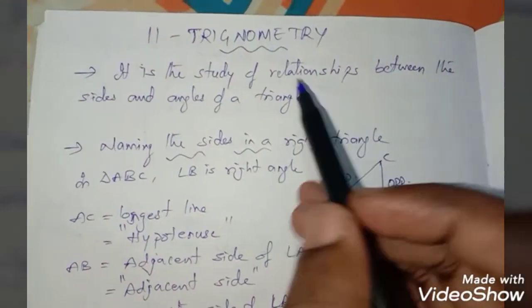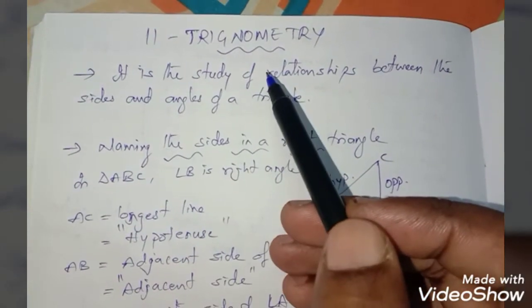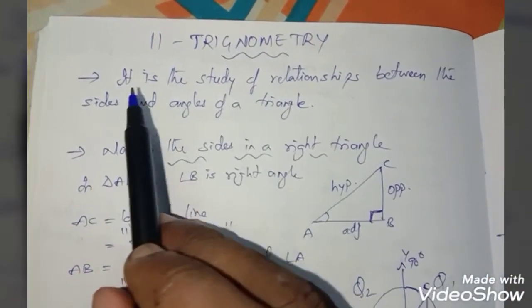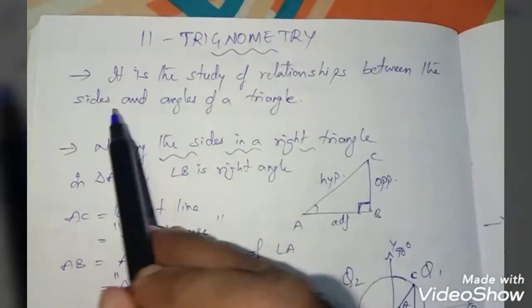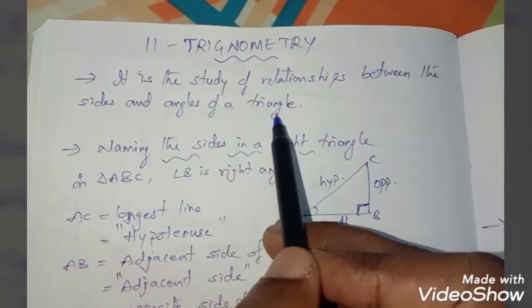Today we are going to start our 11th chapter, that is trigonometry. So let us go for a definition. Trigonometry is nothing but the study of the relationship between the sides and angles of a triangle.